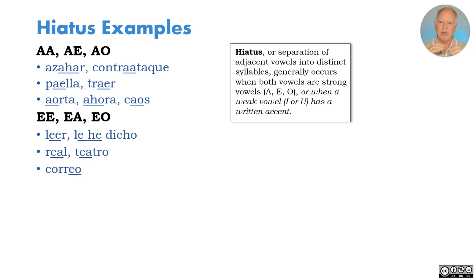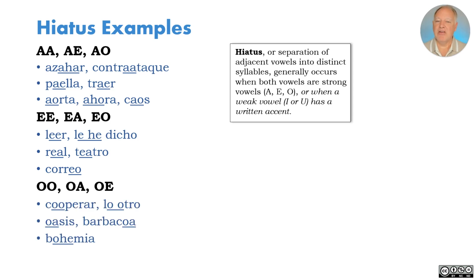Teatro. So we're separating those two vowels in teatro into distinct syllables, giving the word three syllables. Teatro. And then finally, the word for mail or post office, correo, correo, correo. And then finally, let's look at o, oa, oe.